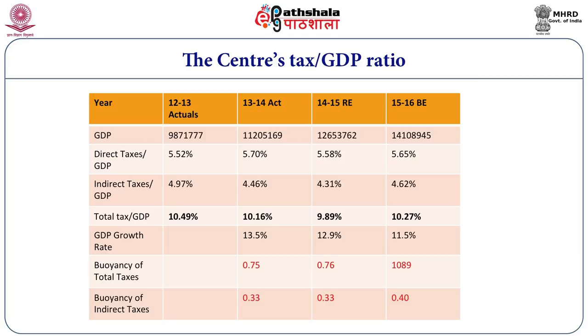Direct taxes have increased over the last 10 years. They need to increase more against the GDP growth rate of 11%. What I'm trying to say is, look at the buoyancy of taxes. Buoyancy means: when the GDP growth rate increases, how much does tax grow? Indirect tax has a lower buoyancy, meaning when the economy grows by 1 rupee, tax should also grow by the same percentage. It is not growing.